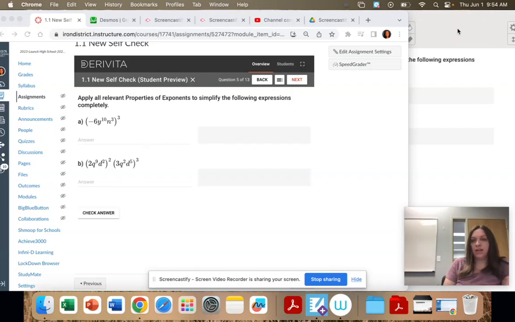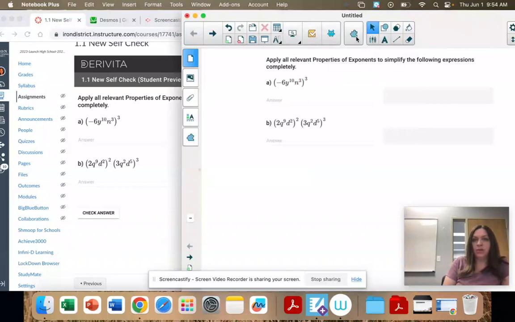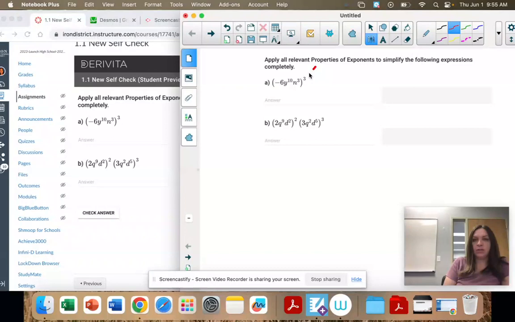So question 5, we're looking at multiplying, but this time our exponent is on the outside of the parentheses. So we want to simplify. So for part A, we're going to distribute that 3 exponent to all 3 of our terms.